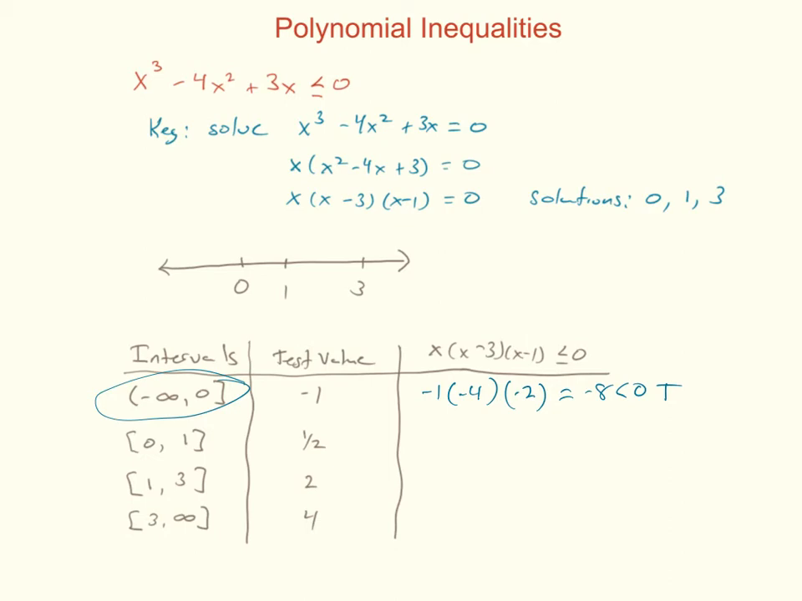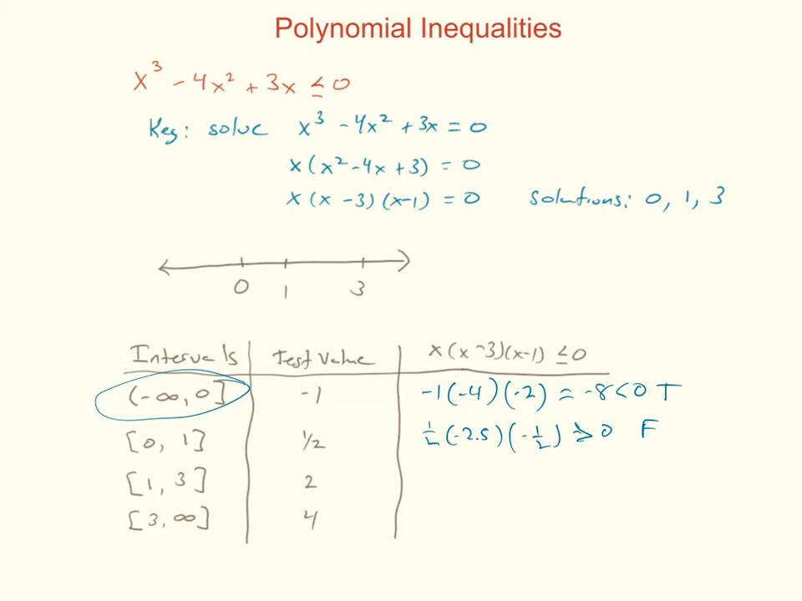When I put in the 1/2 for x, that's going to be 1/2 times 1/2 minus 3, which is negative 2.5, times a negative 1/2. And in this case, I have a positive times a negative times a negative. That is going to be a positive number. So this is going to end up being greater than 0, so it's going to be false there.